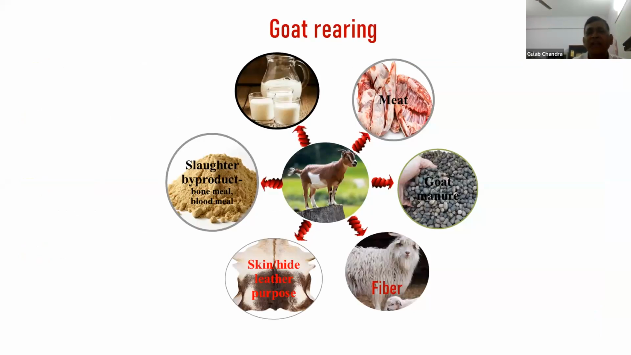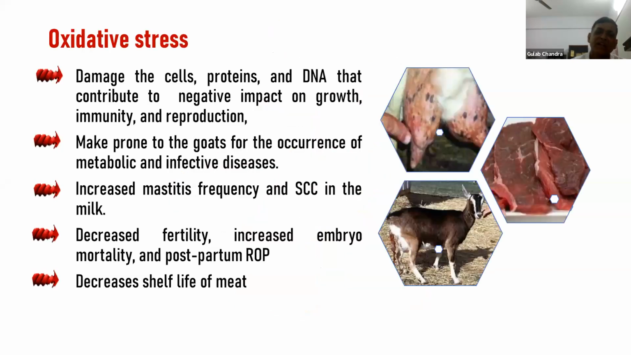There are several factors that affect the productive and reproductive performance of goats. One of these is oxidative stress. What is oxidative stress? Knowledge of oxidative stress is important because it damages not only cells, but also proteins and DNA, and has a negative impact on growth, immunity, and reproduction. It also makes goats prone to the occurrence of metabolic and infective diseases.